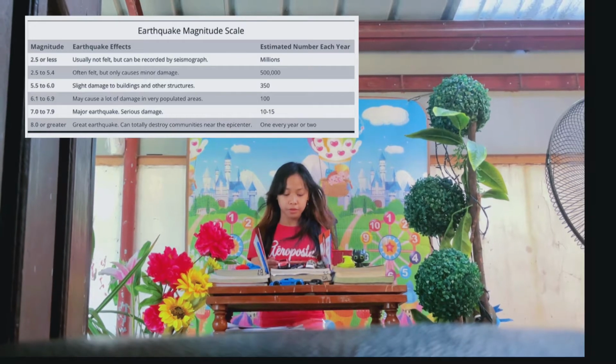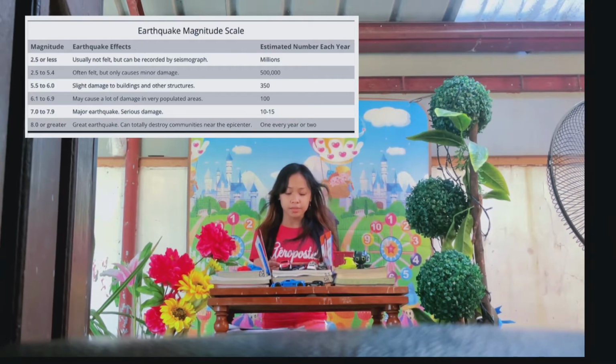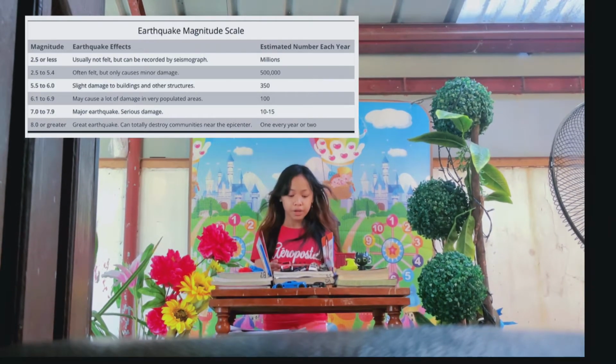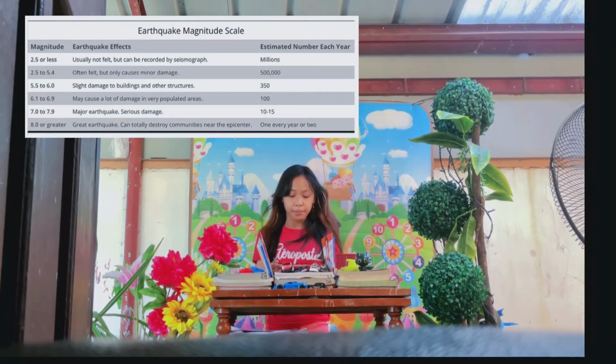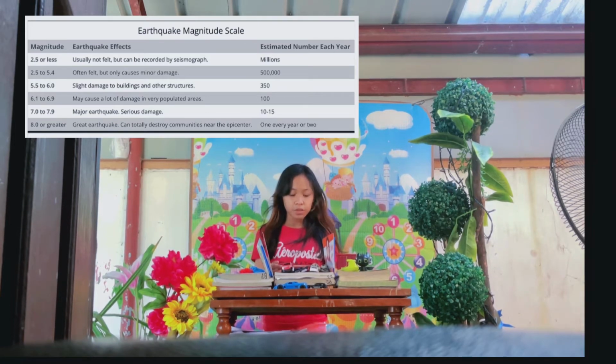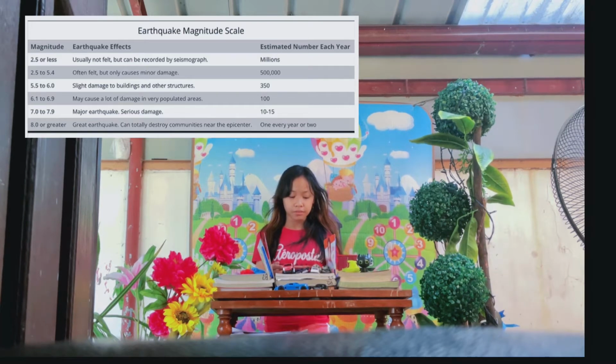2.5 to 5.4: often felt but only causes minor damage. It can happen 500 times in a year. 5.5 to 6.0: slight damage to buildings and other structures. It can happen 350 times in a year. 6.1 to 6.9: may cause a lot of damage in very populated areas. It can happen 100 times in a year.